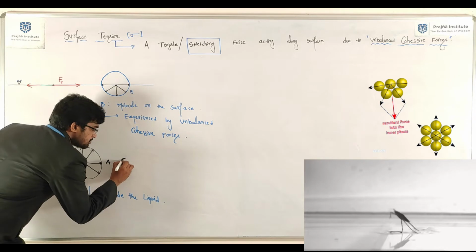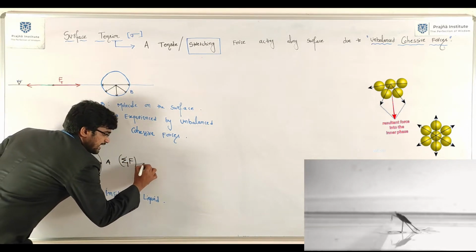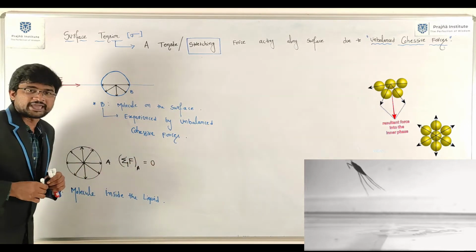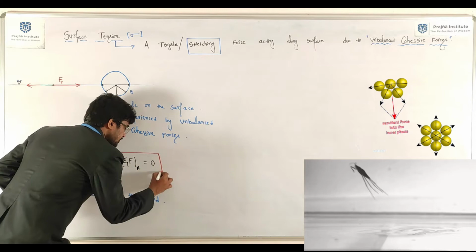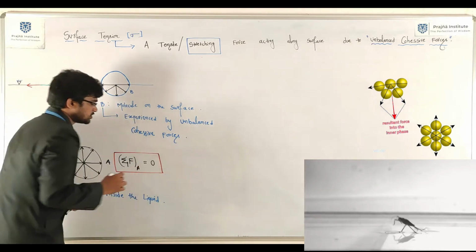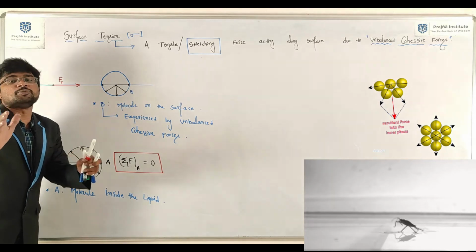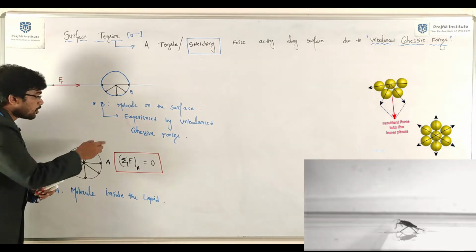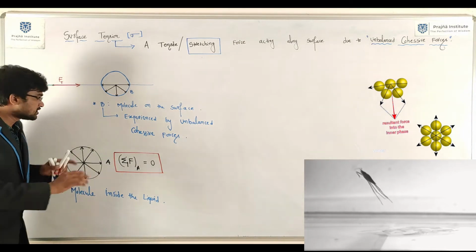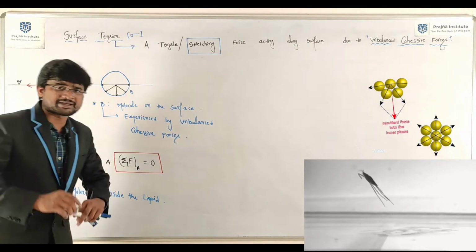Here, sigma F for the molecule A is equal to 0. The molecule A experiences balanced cohesive forces. The molecule A is in equilibrium condition. It experiences cohesive forces with the surrounding molecules. Finally, molecule A is in equilibrium condition.